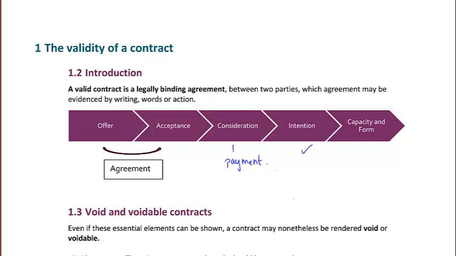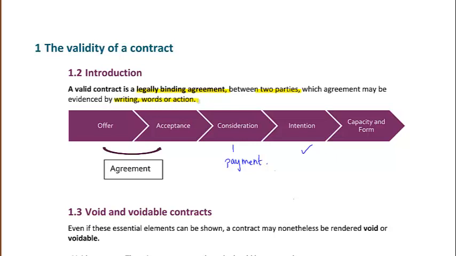So, a quick definition there. What is a contract? Well, it's a legally binding agreement between 2 parties, possibly more, to be honest. It could be 2, it could be a few extras. And that agreement is evidenced, as it says there, by writing, by words, or by action. So, as we'll see in a second, we don't actually have to have our contract in writing. We just need to be able to show that there was, at some point, some agreement between the parties.